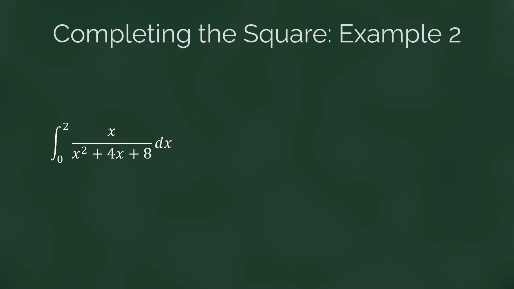We're going to put a few of these ideas together in our last completing the square example. So we'll do the definite integral from 0 to 2 of x over x squared plus 4x plus 8. And we'll notice that our denominator can be rewritten. So we have x squared plus 4x plus 4 plus 4 as our new denominator. The first three terms make a complete square. So we have the integral from 0 to 2 of x over x plus 2 squared plus 4 dx.